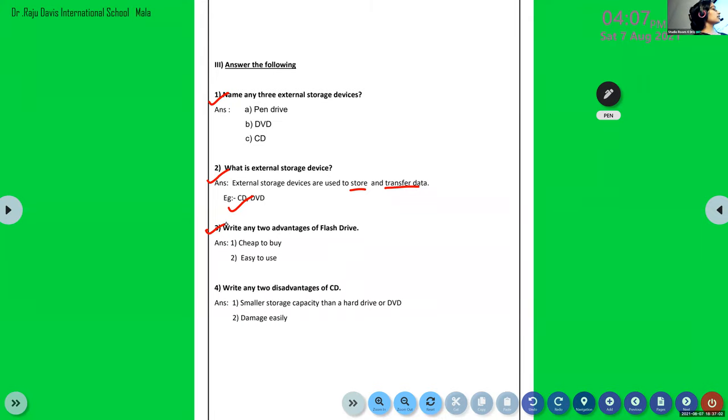Rayan, what is the other name for the flash drive? Ma'am, what is the other name for the flash drive? Now we have pen drive. Yes, it is pen drive. Unmute. Other name for the flash drive. Pen drive. Excellent. It is pen drive. Okay, you can mute. I know that most of you know that the name of the flash drive is pen drive. So what is the advantage?